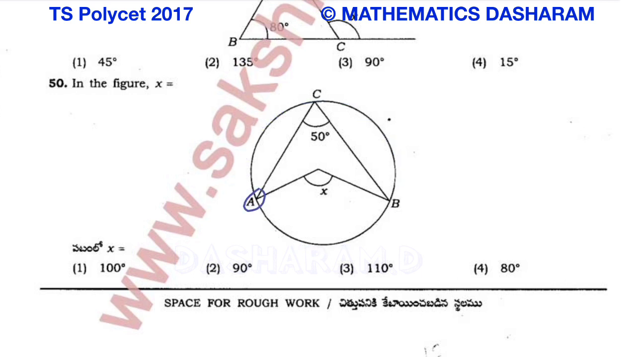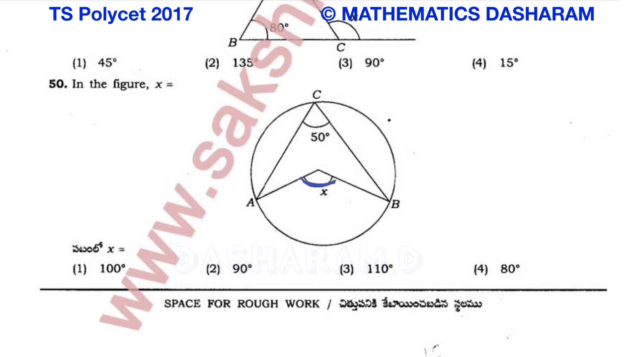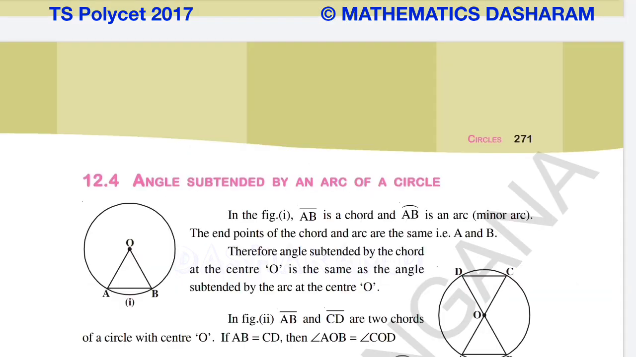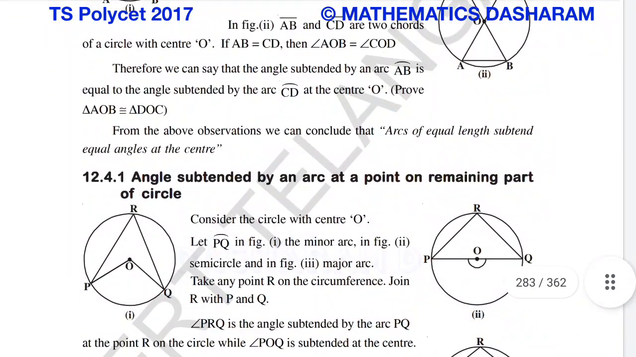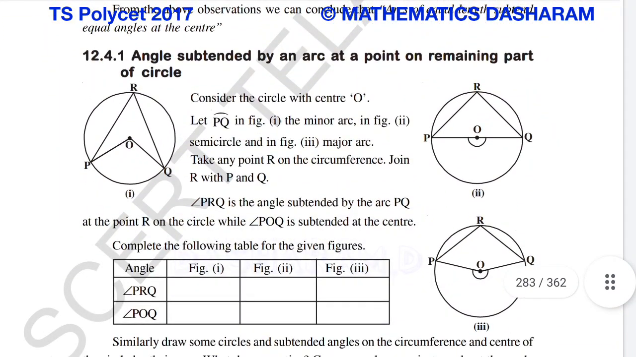Here A, B, C, 3 points are given on the circle. So here is an x value we need to find out. It is a 9th class maths question. In the 9th class, angle subtended by an arc of a circle. The subtopic is angle subtended by an arc at a point on the remaining part of the circle.